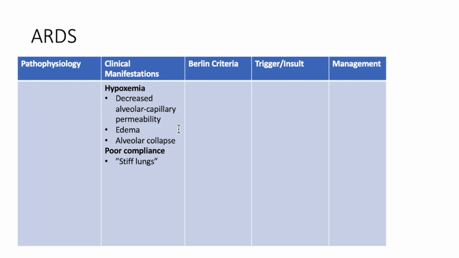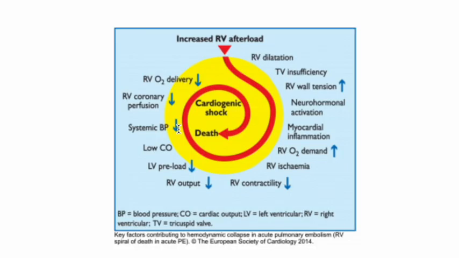And the third is increased pulmonary vascular resistance. So due to capillary damage, there's increased pulmonary vascular resistance, which increases right heart afterload and eventually leads to something called right heart death spiral. And I find this image helpful.